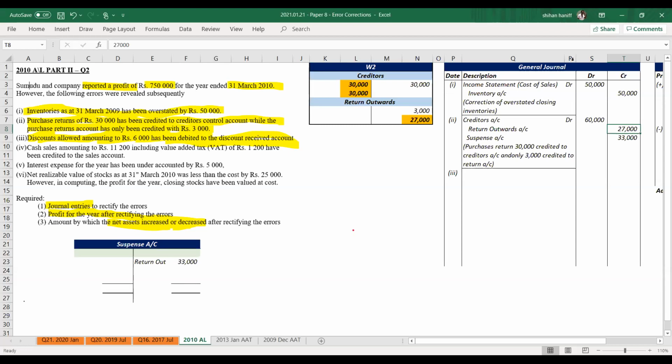There is a question, while transferring the balance, is it always credit in suspense account? No, it depends on the question. It's not always credited. Sometimes it might be debited. Depending on the error, you either debit or credit the suspense account. So here the difference comes to the credit. That is why we credited the suspense account. If the difference comes to the debit side, we debit the suspense account.